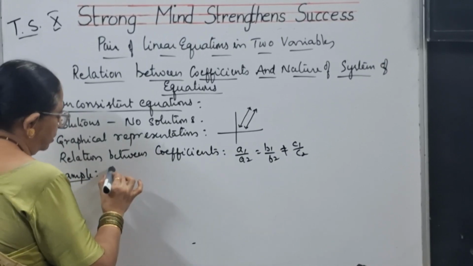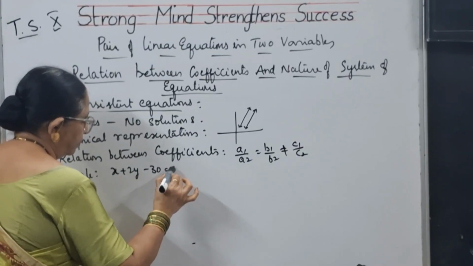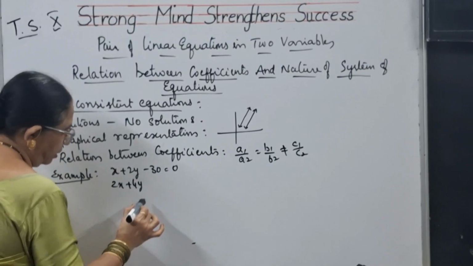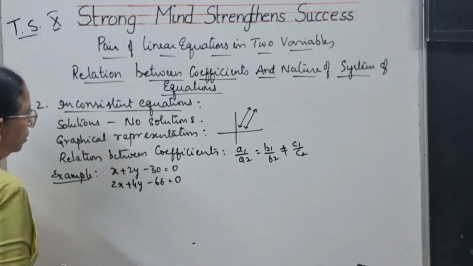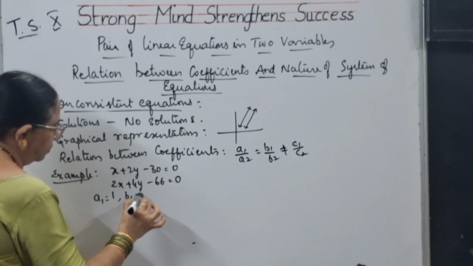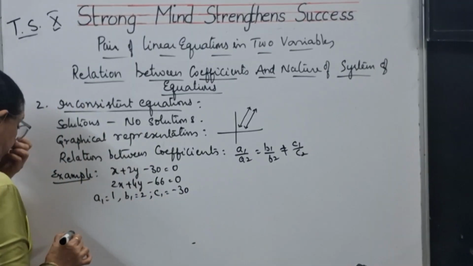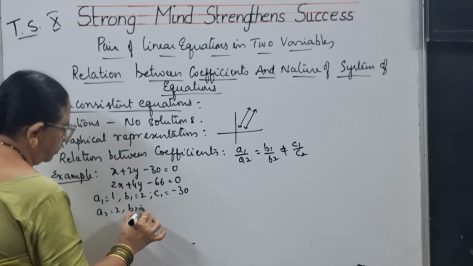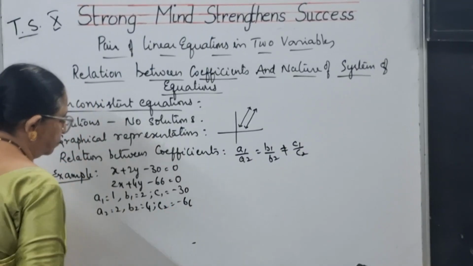let me take x plus 2y minus 30 is equal to 0 and 2x plus 4y minus 66 is equal to 0. So in this case, a1 is 1, b1 is 2, c1 is minus 30 and a2 is 2, b2 is 4, c2 is minus 66.